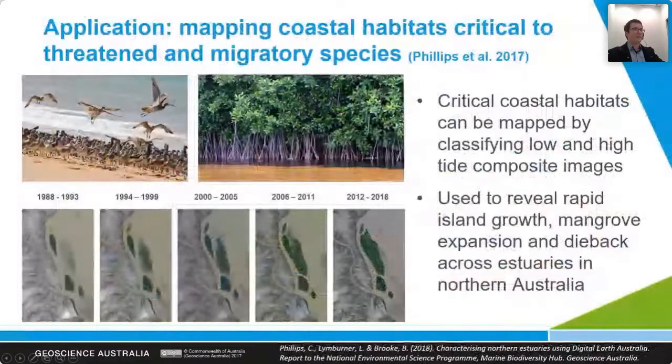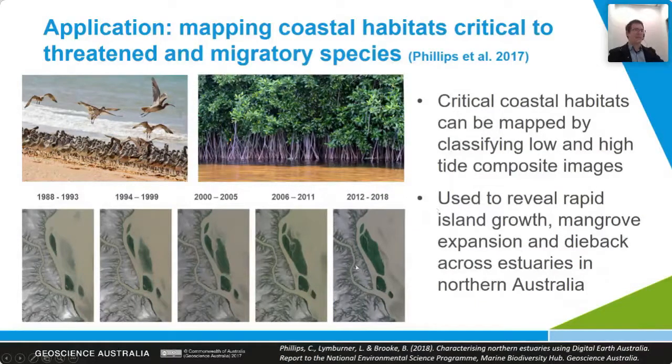So this kind of data, being able to filter to different tidal stages, is really valuable for starting to map the coastal habitats, which are really important for endangered and threatened migratory species in Australia. This is some work by a colleague of mine who did a similar approach, pulling out certain portions of the tide range and then looking at that through time, and used that to start mapping the changes in some of these habitats which these migratory species use. Down the bottom, you can see the emergence of a mangrove island that's appeared over the last 30 years.